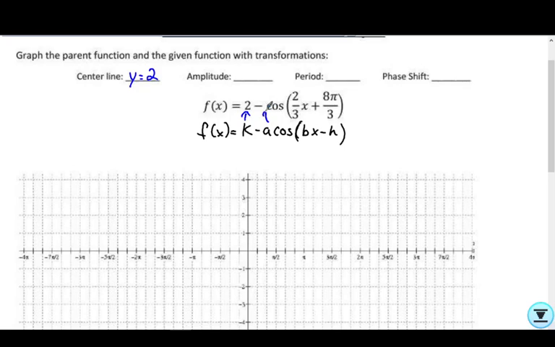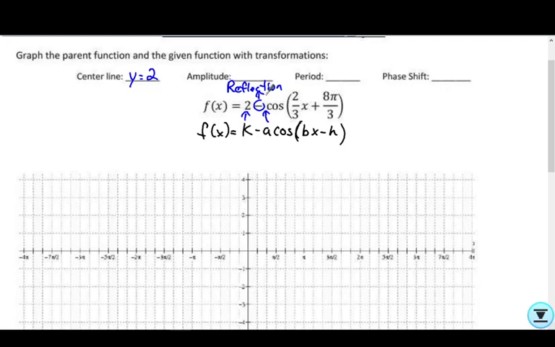Do I have a change in amplitude? No. But what is that negative there for? That's actually a reflection. So that negative is a reflection. So our cosine is going to be upside down. It's going to open down.